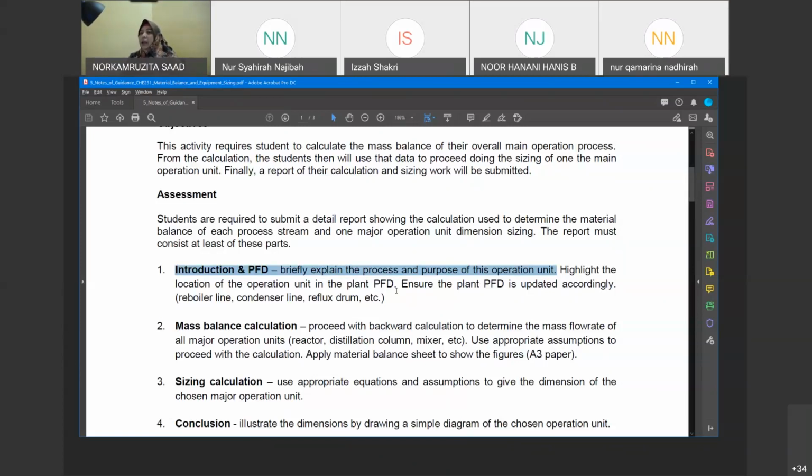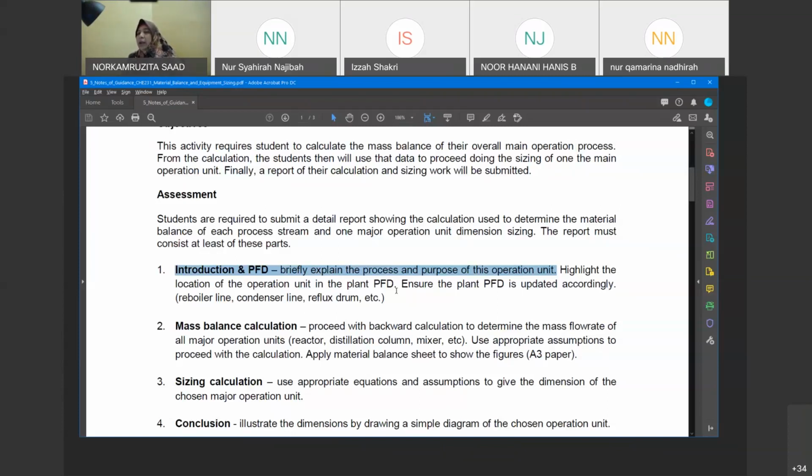So meaning that you need to include the reboiler line, which will go to the utilities facility, condenser line, and reflux drum. So you need to include that in your plant PFD. Okay, all right. So based on that, now you can see where this reboiler line comes from, and then where this condenser line comes from. Okay, so that must be because the condenser needs water. All right, so it must come from the utility.